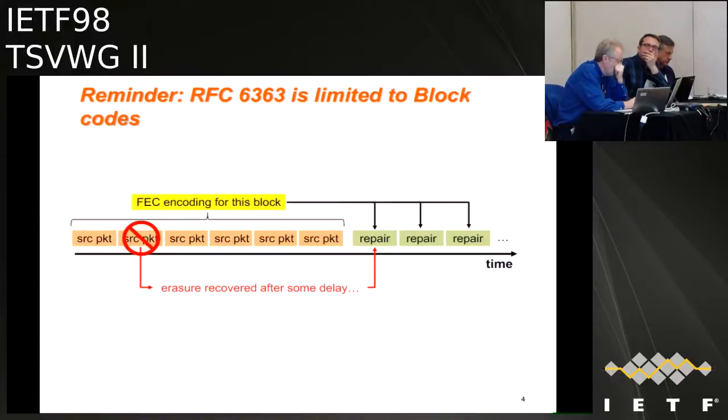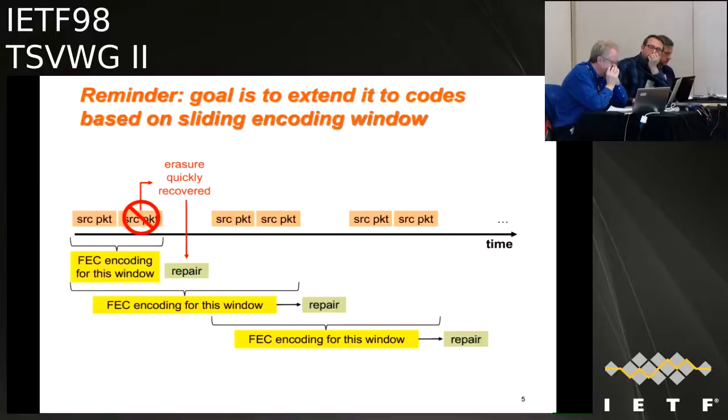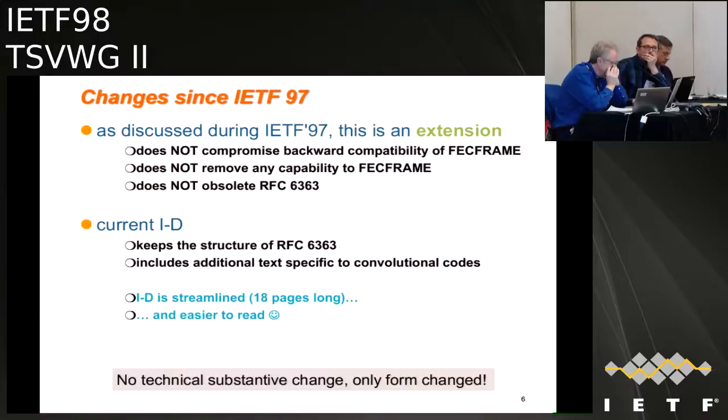Just to remind you that, as specified in RFC 6363, FakeFrame is limited to block codes. What we are proposing is to add the possibility of using another kind of FEC scheme that is based on a sliding encoding window. I will go back to this, so I will skip this slide quickly. We'll see that in more detail in the second presentation.